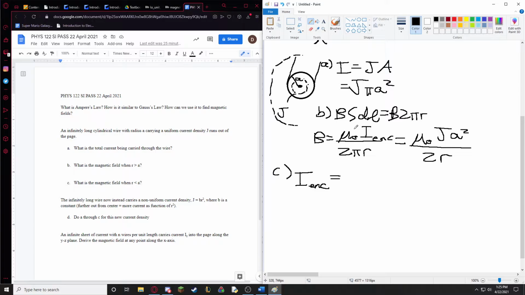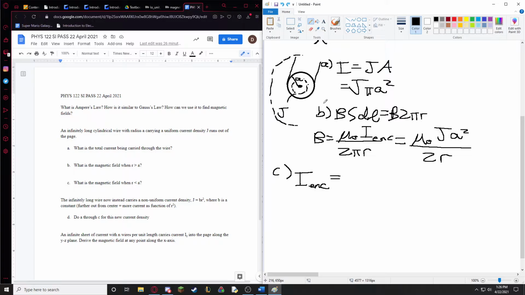In this case, when r is less than a, if we change what r is, if we move out to here or into here, the total enclosed current changes. So we can try to find our total enclosed current as a function of the radius, right? How do we do that?